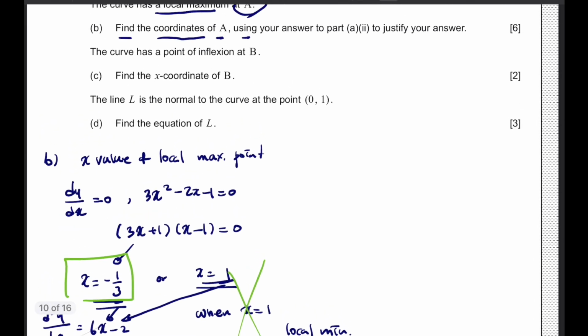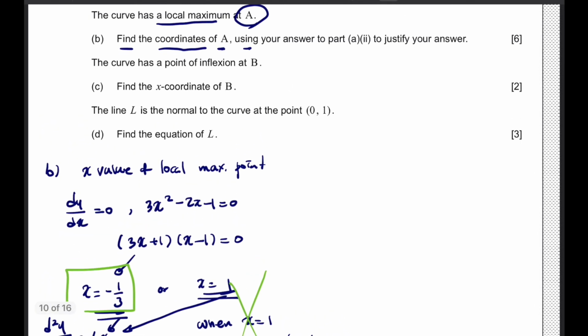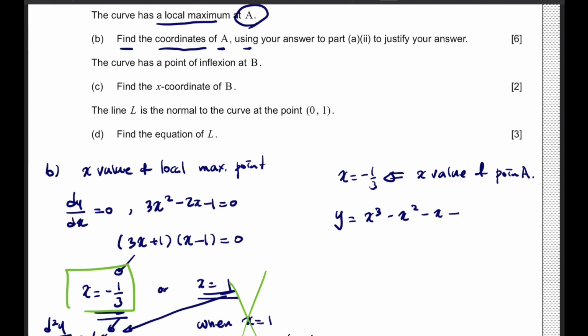Okay? Then using this information, we're going to identify the coordinates of A, right? So we know that the x value of the local maximum point is negative 1 over 3. This is also the x value of point A. And we also know that our original equation is y equals x cubed minus x squared minus x plus 1. So we are going to substitute negative 1 over 3 into this equation in order to identify the y value.